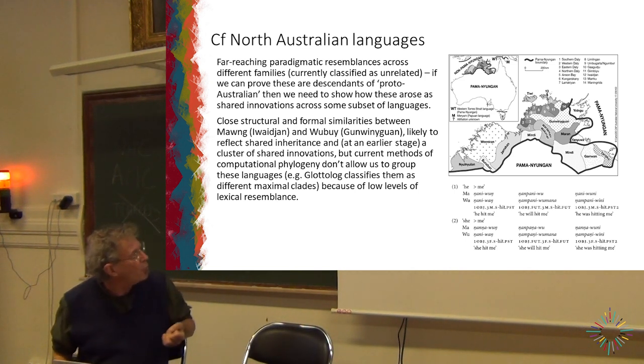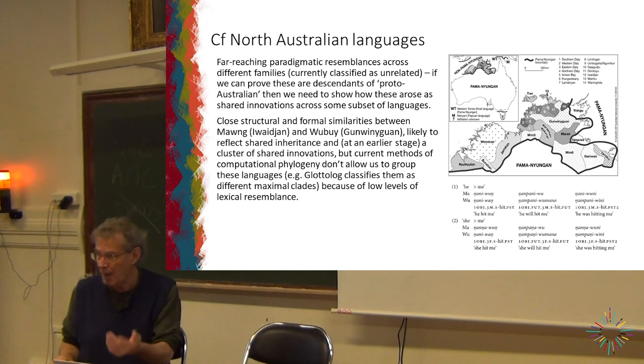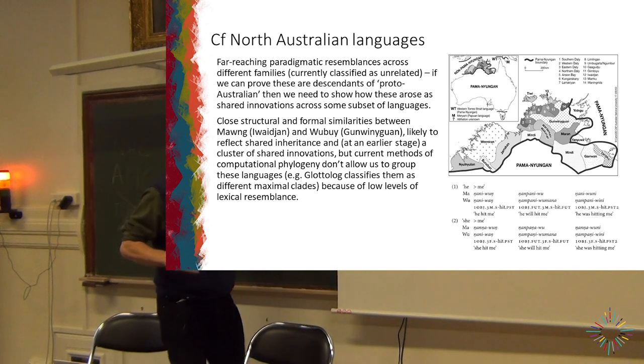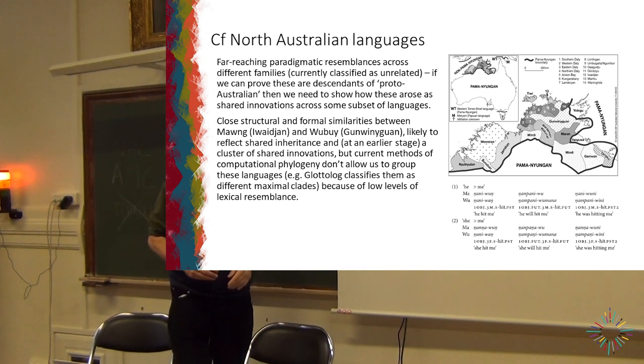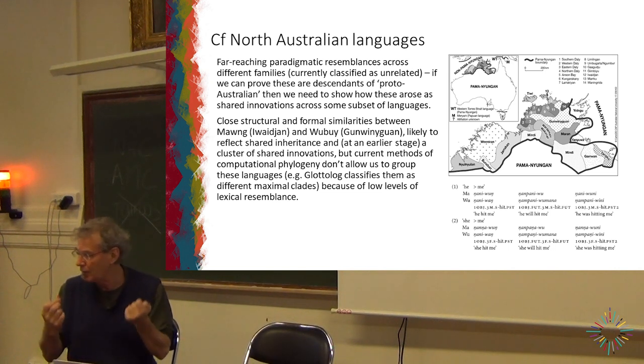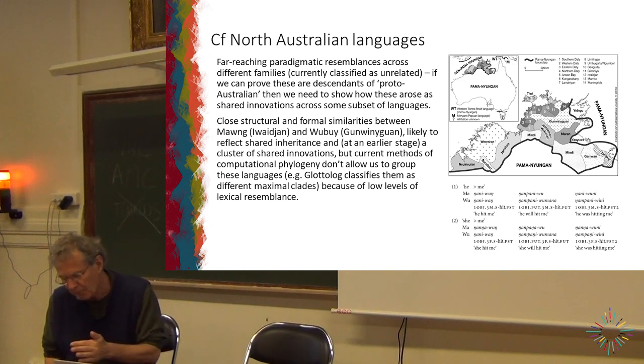But then if you actually look at the forms of some of these, I don't know how well you can see them, take two languages, Maung and Nungaboyo. The point is that they are assigned in Glottolog to completely different families. So from the point of view of Glottolog, these are in different maximal clades. But if you want to say 'he hit me,' in Maung you say Nganiwung, in Wubo you say Nganiwang, and if you want to say 'she hit me,' in Maung you say Ngannawung, and in Wubo you say Nganiwang, and 'he will hit me,' put into the future, becomes Nganbaniwo and Nganbaniwumana, and 'she will hit me' becomes Nganbangawo and Nganbangiwumana, and then 'he was hitting me' comes Nganiwuni and Nganbaniwini.